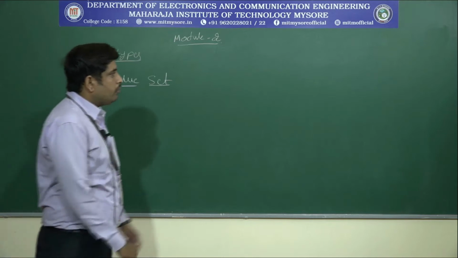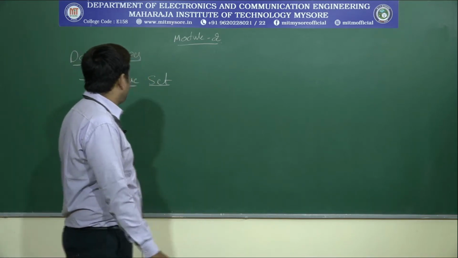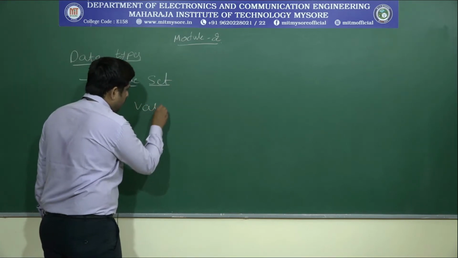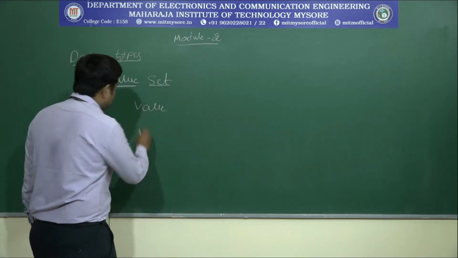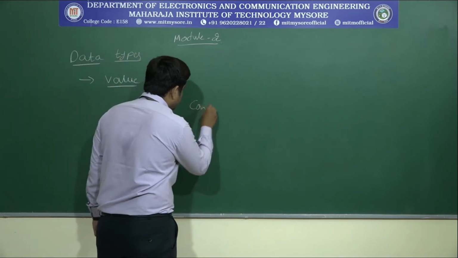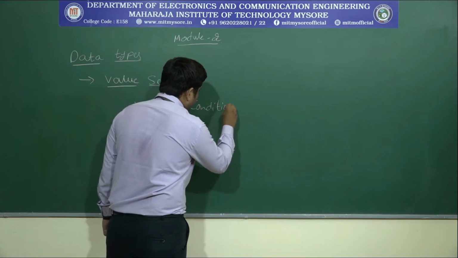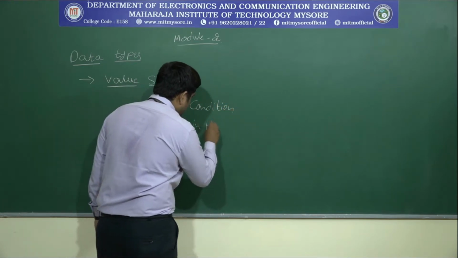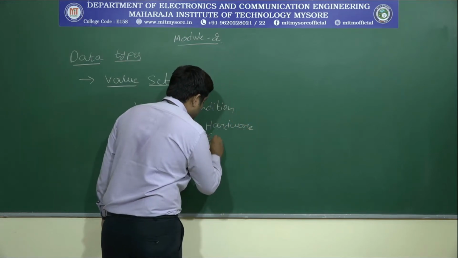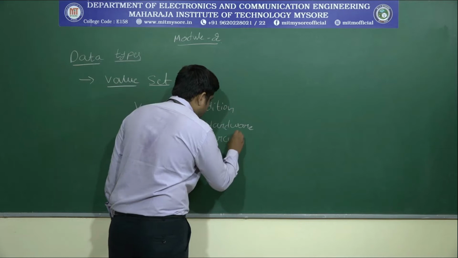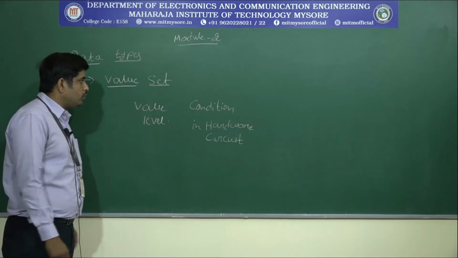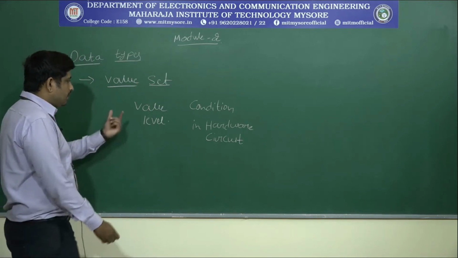There are 4 value sets with respect to Verilog HDL. We write two columns here: value level, and condition in hardware circuit. So there are 4 value sets belonging to Verilog HDL.